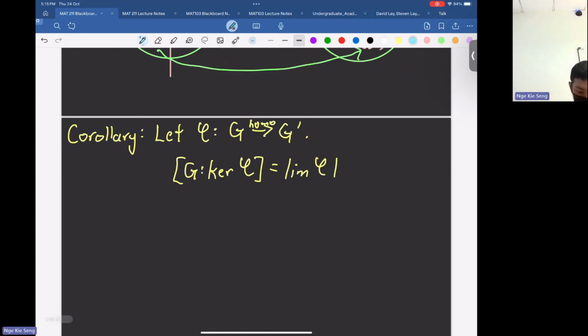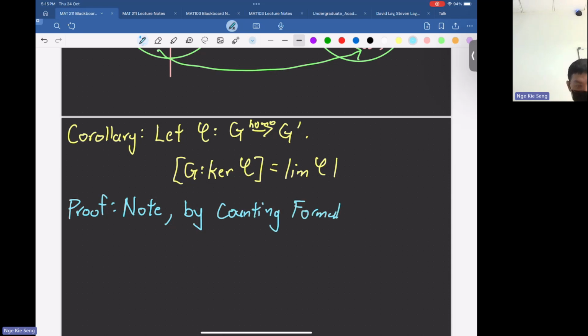Okay, so since this is a corollary, let's apply this subgroup, the kernel of phi, to our counting formula. Anyone still remember what our counting formula is for a subgroup?